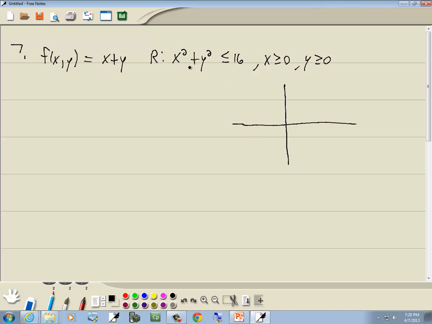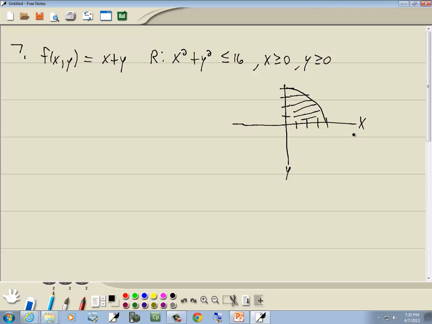Okay. Well, x squared plus y squared less than or equal to 16. That's a circle. Well, x squared plus y squared equals 16 is a circle of radius 4, and when you say less than or equal to 16, that means we go from 4 into 0. And x is greater than or equal to 0, y is greater than or equal to 0. So what we're looking at, here's our x, here's our y. We're looking at this piece right here.